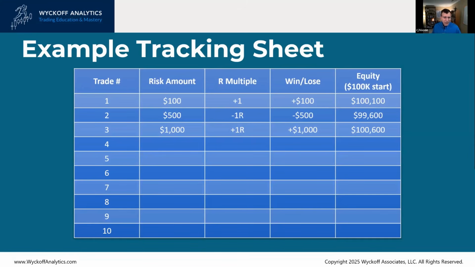Third trade, trader risked $1,000. Another black marble came out, so the trade earned 1,000. So that gets added to equity. So now the equity is at $100,600. Okay. And then you just keep going down through trade number 10.